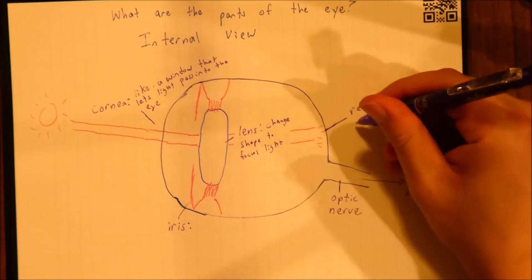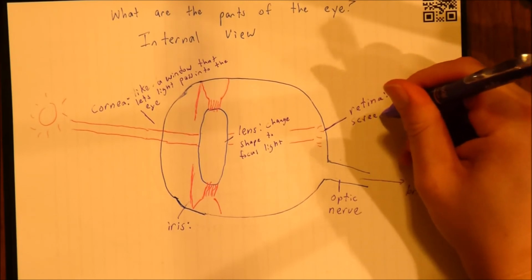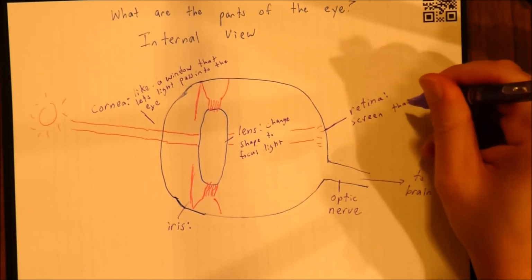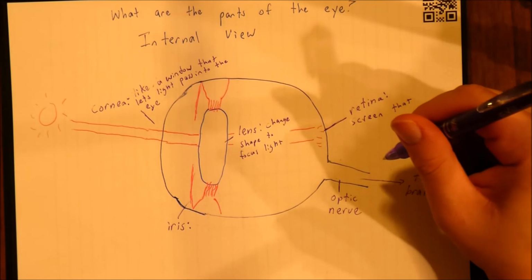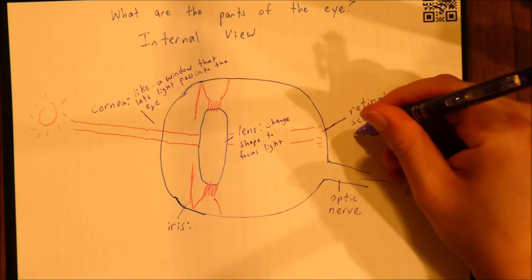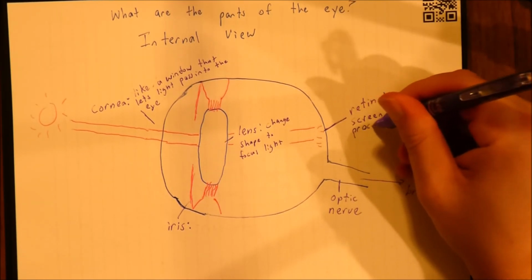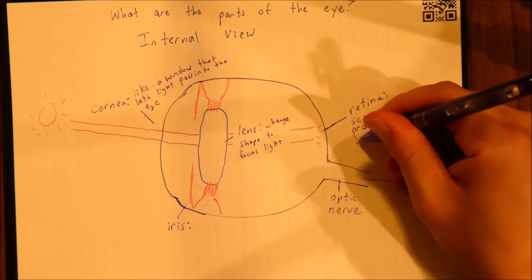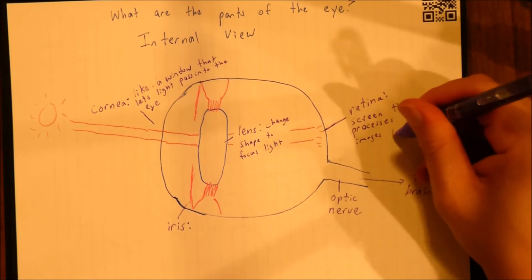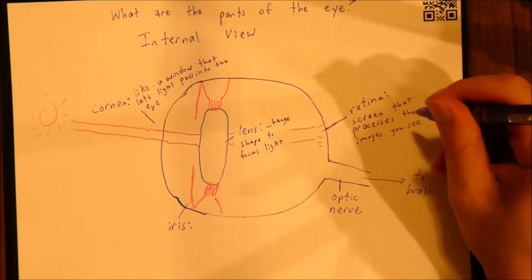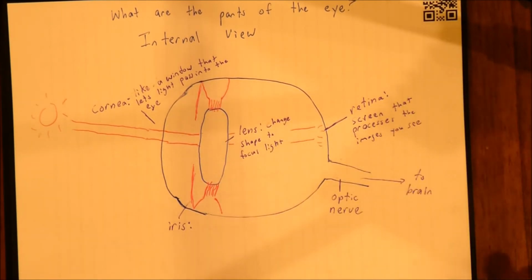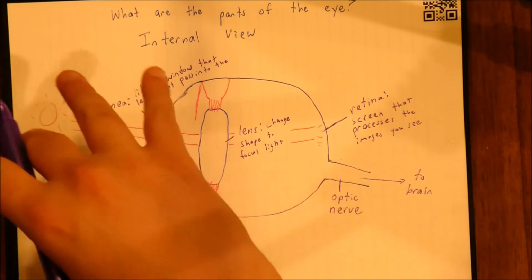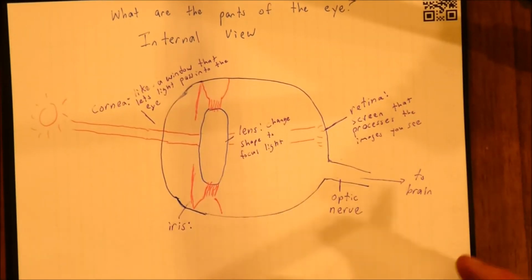So we're going to say the retina is like a screen that begins to process the images that you see. So think of it almost like a movie screen, I guess, where they have these really fancy nerves inside of it that are taking everything that's coming through your eye and turning it into images inside of your brain.